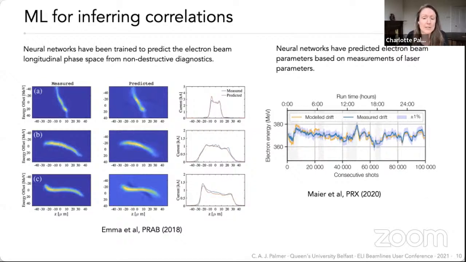A similar technique was used by Meyer et al. to train a model to predict the properties of a laser plasma accelerated electron beam using the laser parameters. Here you can see the prediction of electron energy showing a sub-percent level agreement with the measured energy over a 24-hour period.